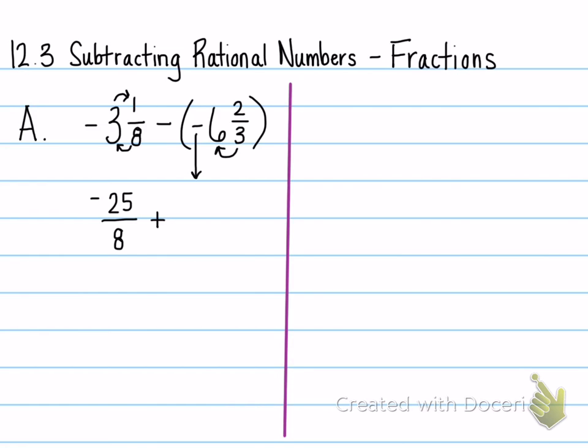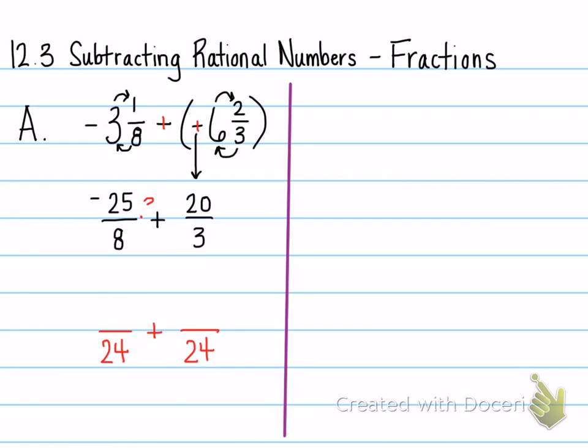6 times 3 is 18, plus 2 is 20 over 3. And again, remember, we changed the subtraction to, or the negative to a positive. Sometimes what I like to do is within the actual problem, I just change the subtraction to addition, and I take the opposite of the number after it. I do need a common denominator when I solve these. The common denominator for 8 and 3 is 24. So I'm going to write that 24 down here.